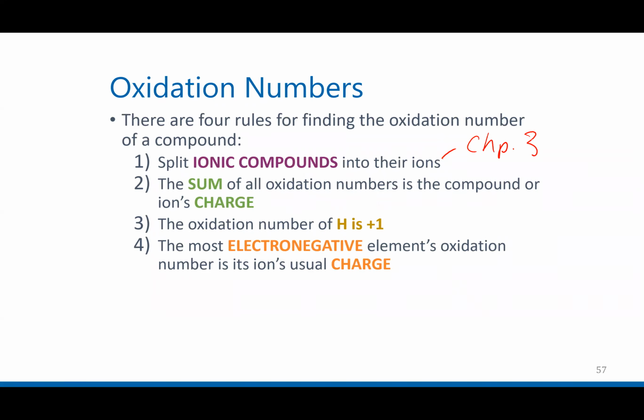When we named things in chapter 3, we knew, for example, that something was like iron 3 chloride, not iron 2 chloride. But it does get a little more complicated. The next rule is that the sum of all of your charges in a compound is equal to that compound's charge. And I'll explain this one in a minute. So this one sounds confusing, but I will get to that in a minute. Rule 3, the oxidation number of hydrogen would be +1 in a molecule.